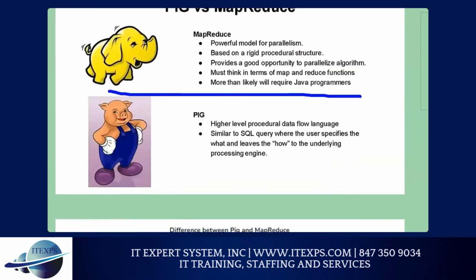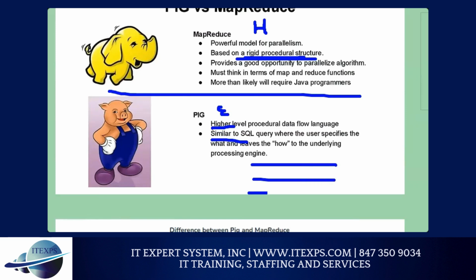People hate MapReduce because it's hard. They love Pig because it's so easy, because it's a higher level language. MapReduce is powerful, but it requires a lot of programming. Here it's very simple, very similar to SQL. You just write a command in one line like this. Your total programming length may not be more than 100 lines.